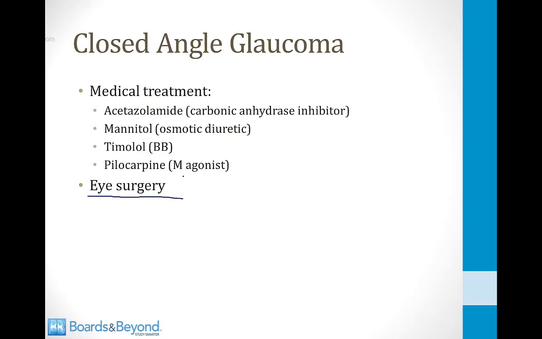So some of the drugs that can be used include acetazolamide. This is a carbonic anhydrase inhibitor, and the enzyme carbonic anhydrase is important for synthesis of aqueous humor. Mannitol is sometimes used. Mannitol is an osmotic diuretic that I talk about in the renal section, but it will draw fluid out of the eye and potentially lower the pressure. Timolol is a beta blocker, and pilocarpine is a muscarinic agonist, and both of these drugs can also somewhat lower the pressure in closed-angle glaucoma.